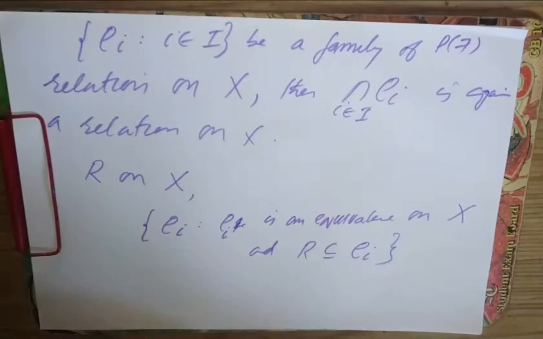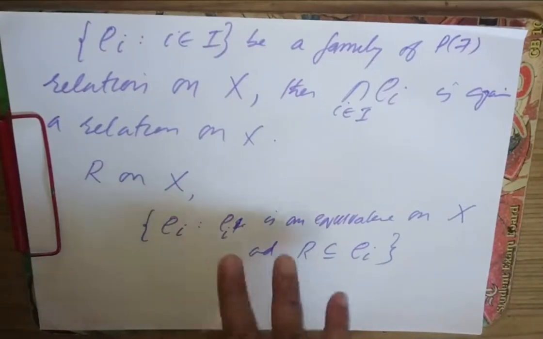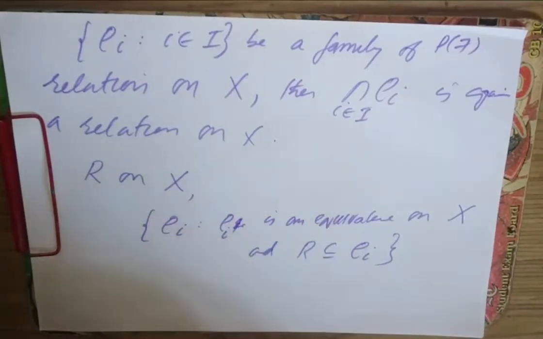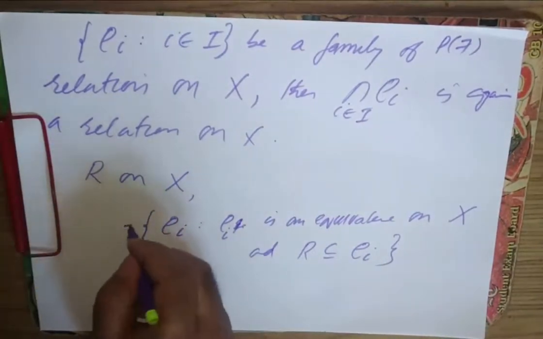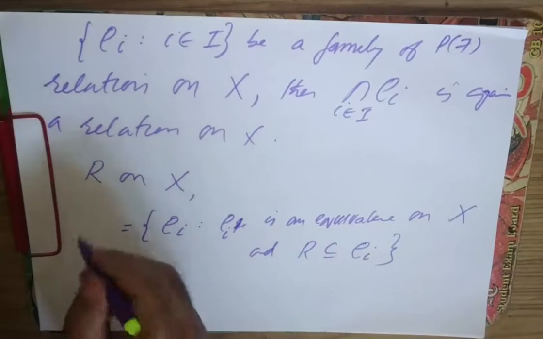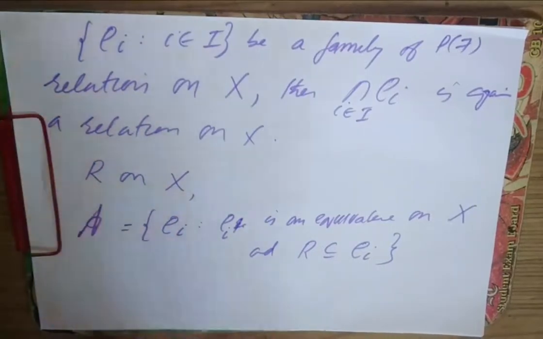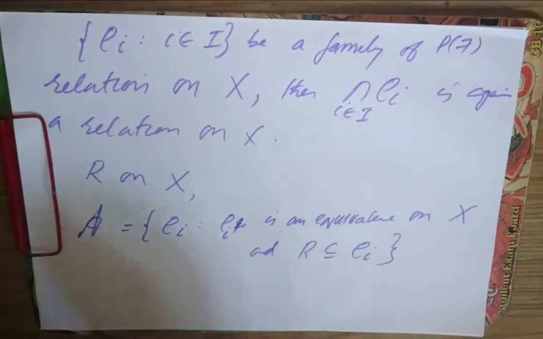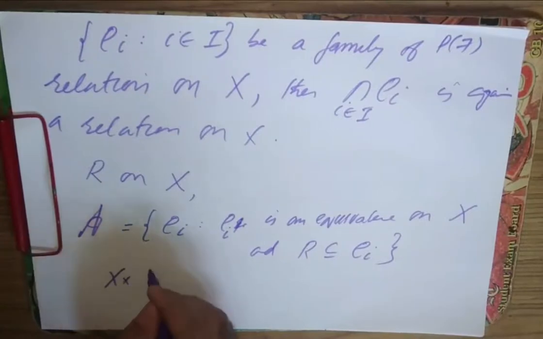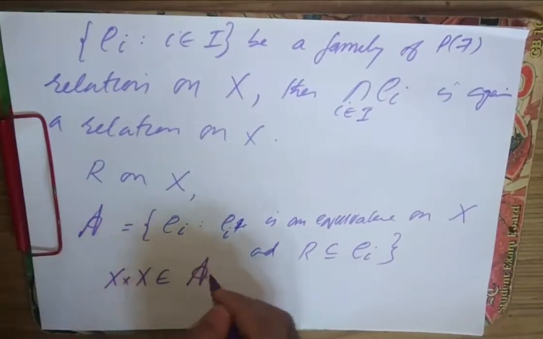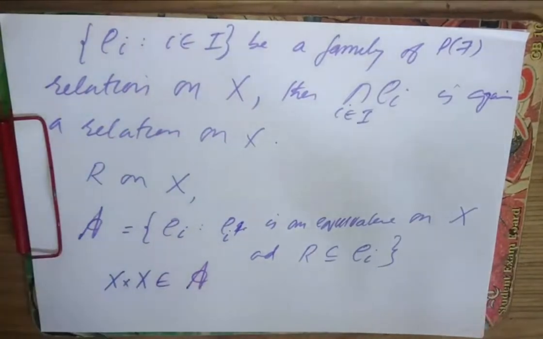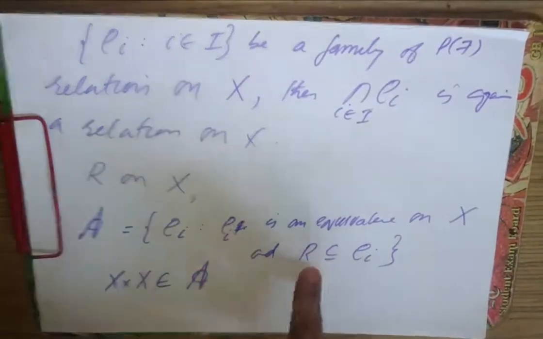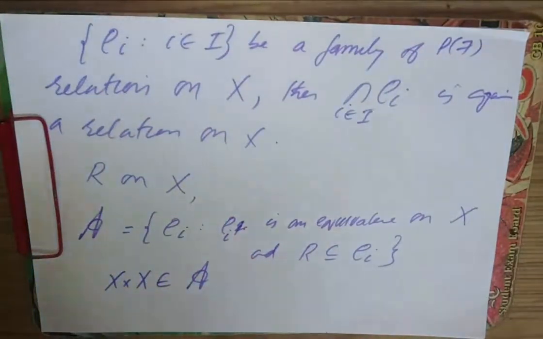That's important. So there's a condition on those equivalence relations. Let's denote this class by a certain letter, say this cursive A. Then you can easily verify that X cross X belongs to cursive A. That's simple, because X cross X is an equivalence relation and it contains every relation on X. So in particular, it contains R. So X cross X is there.